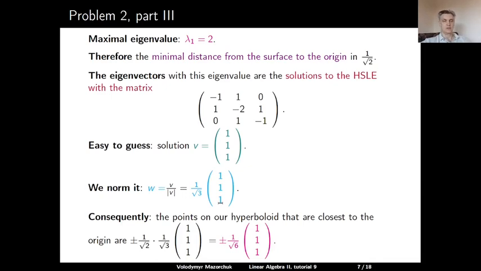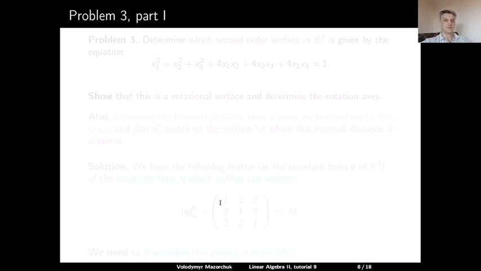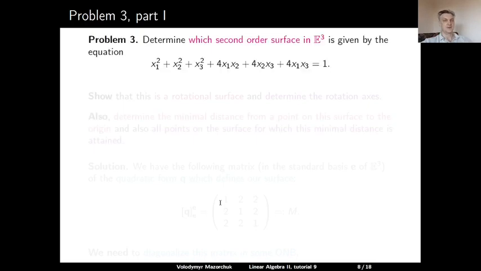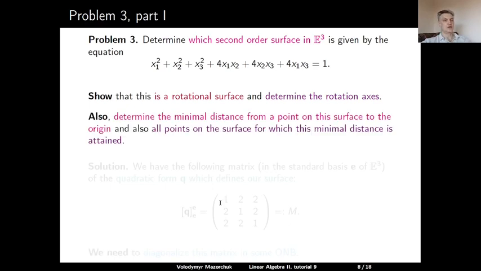This completes problem 2. Problem 3. Determine which second-order surface in E3 is given by the equation x1 squared plus x2 squared plus x3 squared plus 4x1 x2 plus 4x2 x3 plus 4x1 x3 is equal to 1. Show that this is a rotational surface and determine the rotation axis. Also, determine the minimal distance from a point on the surface to the origin, and also all points on the surface for which this minimal distance is attained.